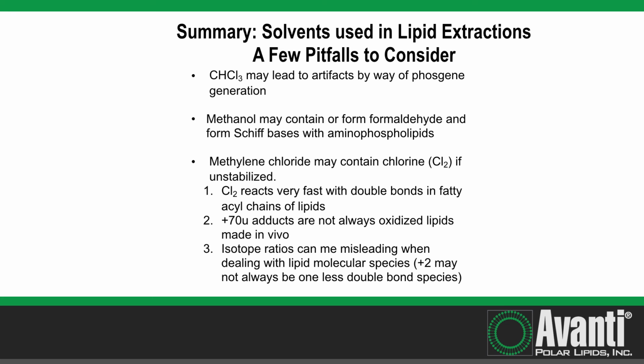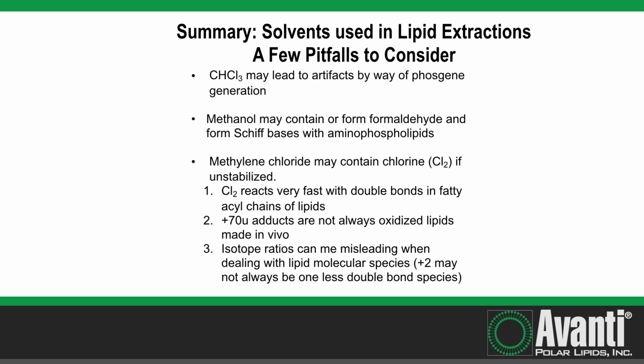So, in summary, pay attention to what solvents you're using. Chloroform is widely used, but be careful of phosgene. Sometimes you get a bottle which has phosgene already in it, or if you store the chloroform, you may generate phosgene. Methanol does contain trace amounts of formaldehyde, which can form Schiff bases with aminophospholipids. Sometimes you can generate that yourself. Methylene chloride may contain chlorine, particularly if it's unstabilized, in the sense that it doesn't have the sacrificial olefin in there to react with chlorine to remove the chlorine which is present.